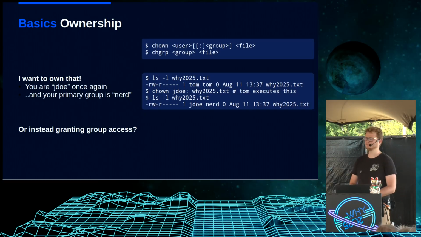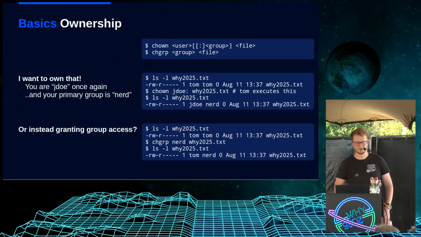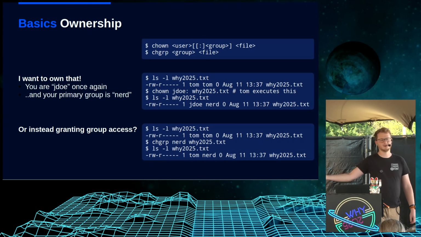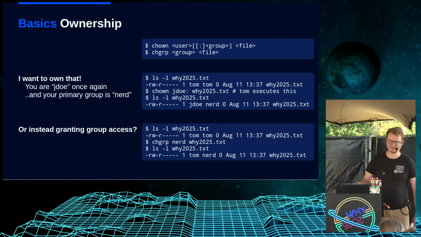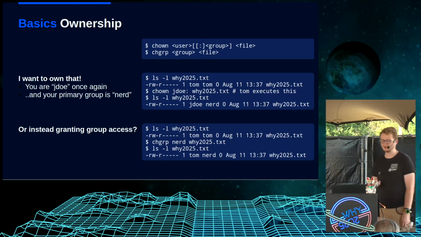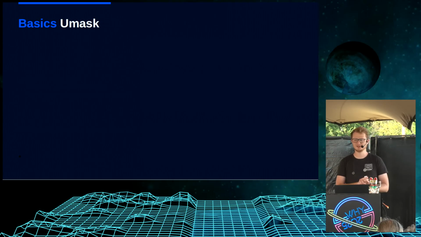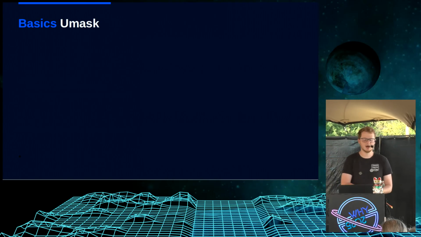So, yeah, talking about groups, how do we grant group access? Of course, we can also just execute the chgrp command, as mentioned before, because we did the chown before with the colon without anything behind it. We were already taking it over to the user's primary group, so nerd in this case, so this doesn't really change anything. Well, okay. So, we've now talked about the basic permissions. Questions, please, at the end.